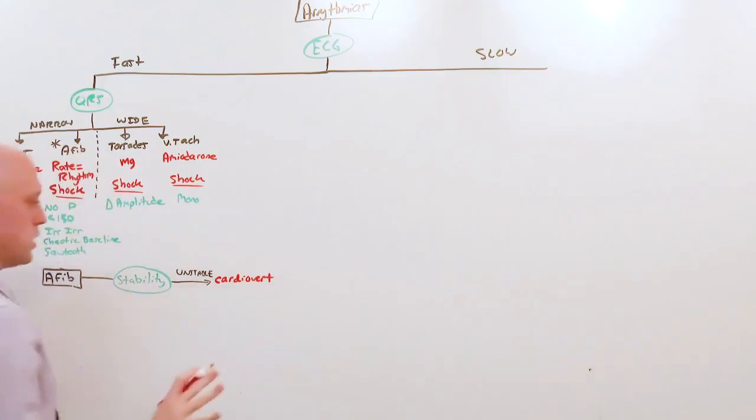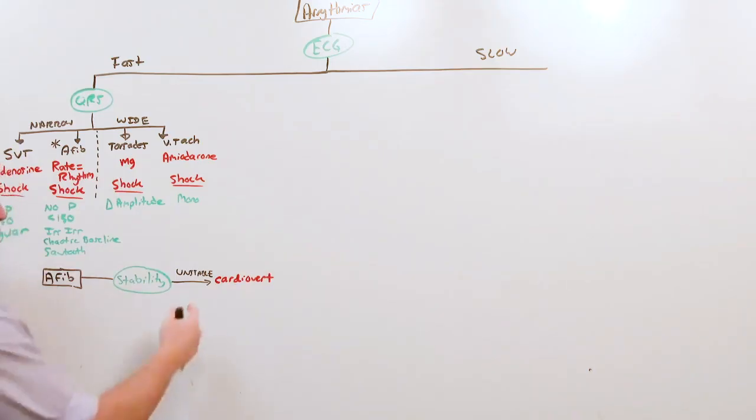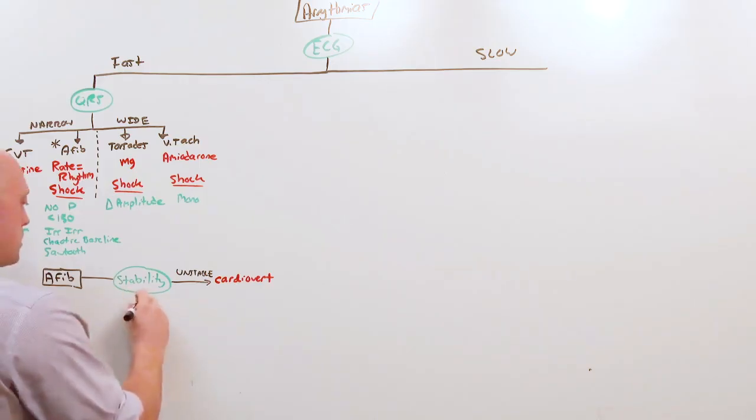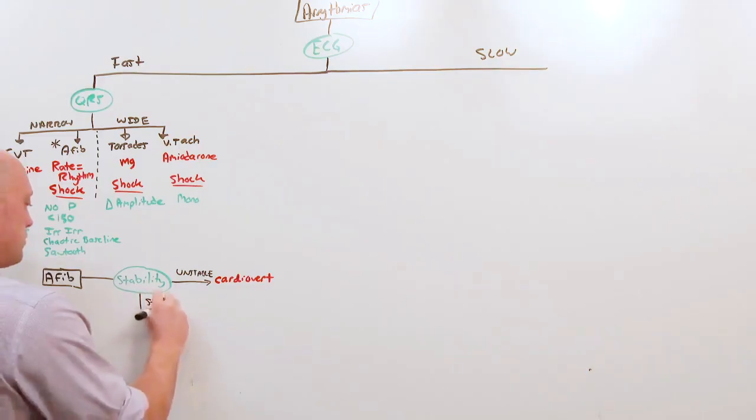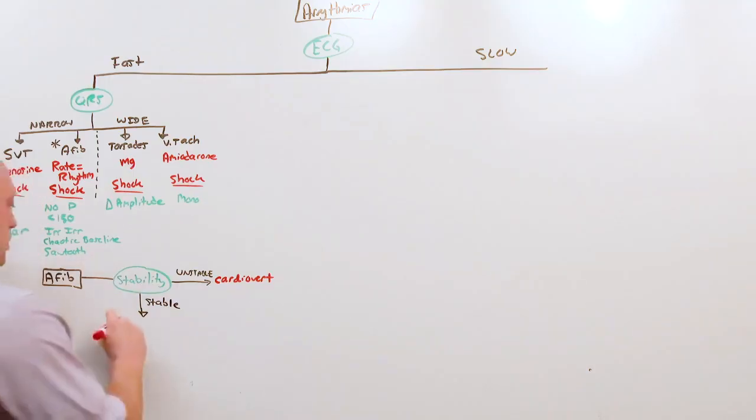No other consideration needs to be made. If they're unstable, they're going to die. Get them out of the rhythm. That is, of course, if they are unstable because of the rhythm. If, however, they are stable, rate control is the name of the game.